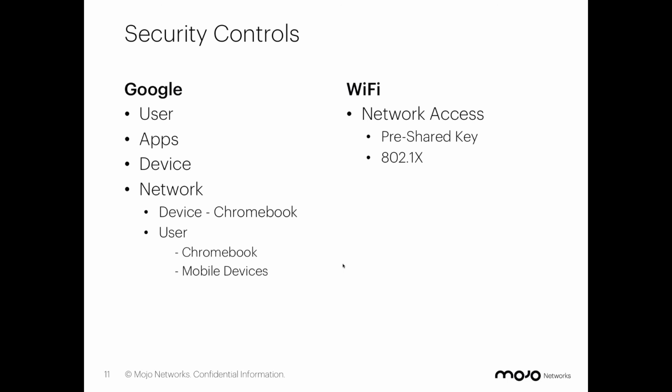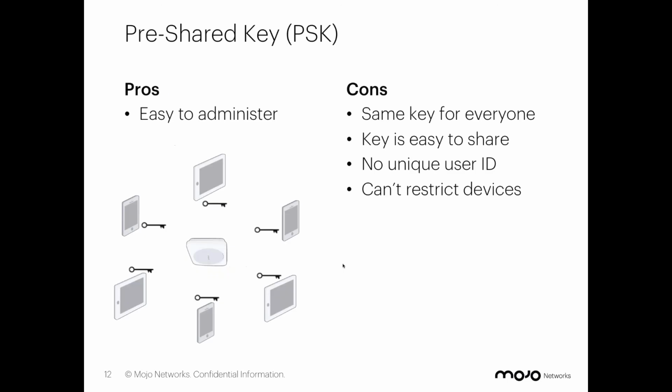So pre-shared key is really easy to administrate. You define a key, and then you give that key to everyone. Well, the challenge with that is it's the same key for everyone, and because it's the same key, that's easily shared. And so users, if they have the key on their authorized device, they can also put it on their unauthorized device, or they can give it to somebody who can connect to the school network. There's no way to prevent somebody from getting on the network once they have that key, with pre-shared key. So you can't restrict devices based on pre-shared key.